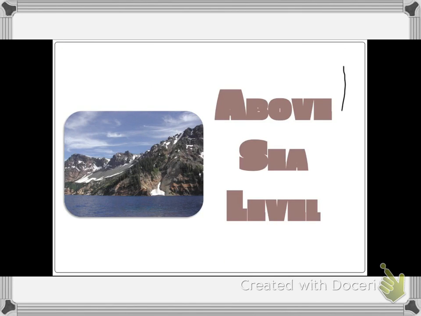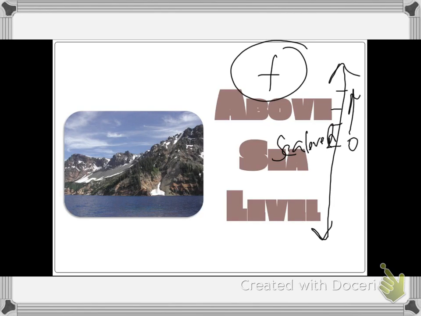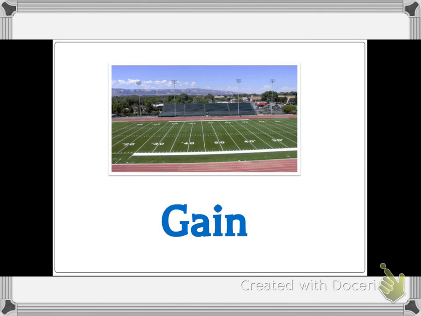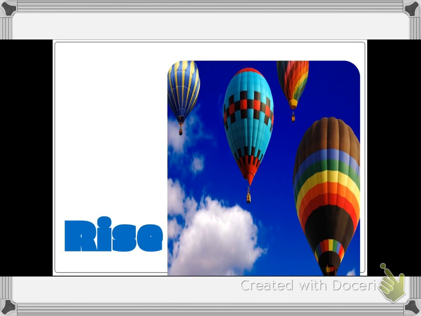Above sea level. We talked about below sea level on a vertical number line. So here's our sea level. If we are above it, we are on the positive side. So this is a positive situation. Gain, if you gain something, you have more than you had before. So this is a positive situation. Rise would mean like these balloons are rising up in the air. This is a positive situation.